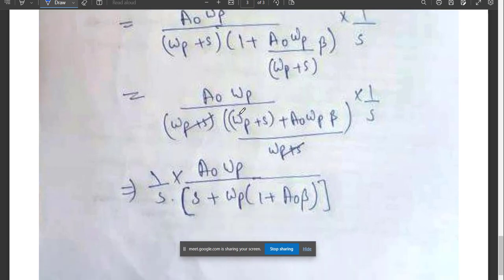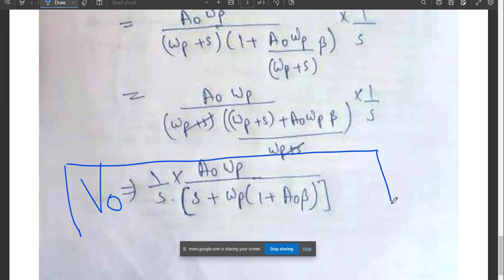Now we'll try to solve it and shorten it, and we get V0 equals 1 by S into omega p A naught omega p upon S plus omega p into 1 plus A naught beta. This is what we got. Any doubt till here?